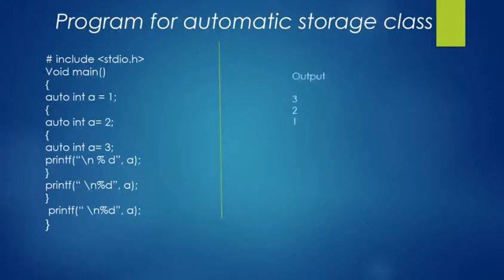As we see in the output, first the number 3 is printed because in the third block variable a has its value equal to 3, and we have seen that property of automatic variables that they have existence only inside the block in which they are declared. Hence 3 is printed, and 2 and 1 are respectively printed for the other two blocks.